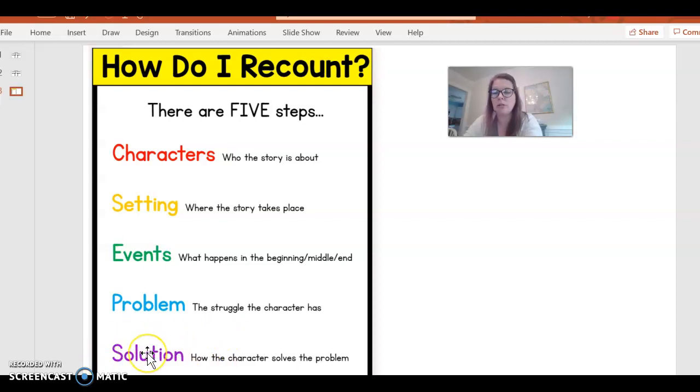And then the solution is typically going to happen at the end of our story, and that is how does the character solve the problem? So that's what we're going to be working on in this lesson. Character, setting, and events, but we're adding the problem and the solution.